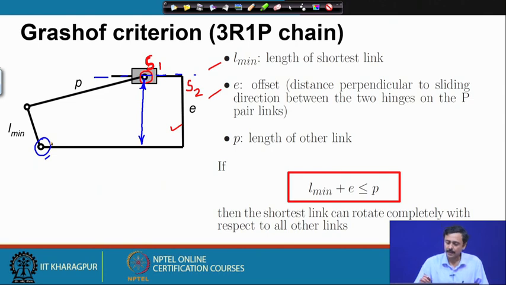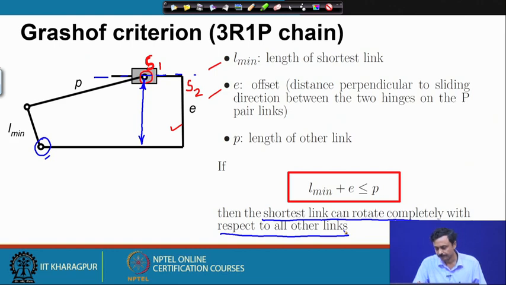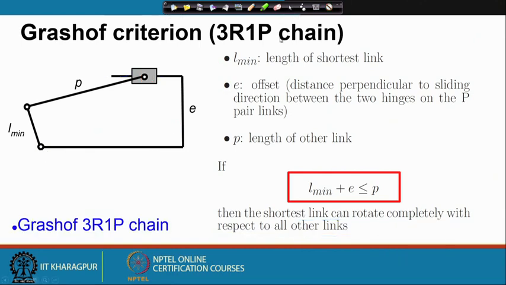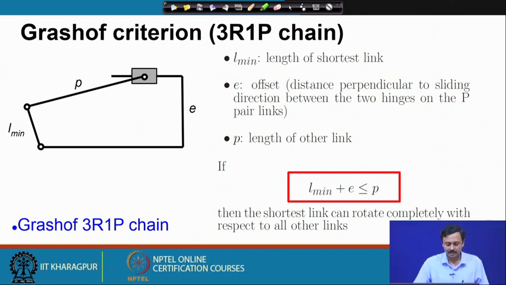So, that is offset again, and let us say P is the length of the other link, then Grashof criterion for a 3R1P chain states that if L min plus E is less than equal to the other link which is P here, then the shortest link can rotate completely with respect to all other links. So, that is Grashof criterion for 3R1P chain. And we call this a Grashof 3R1P chain if it satisfies this Grashof criterion.